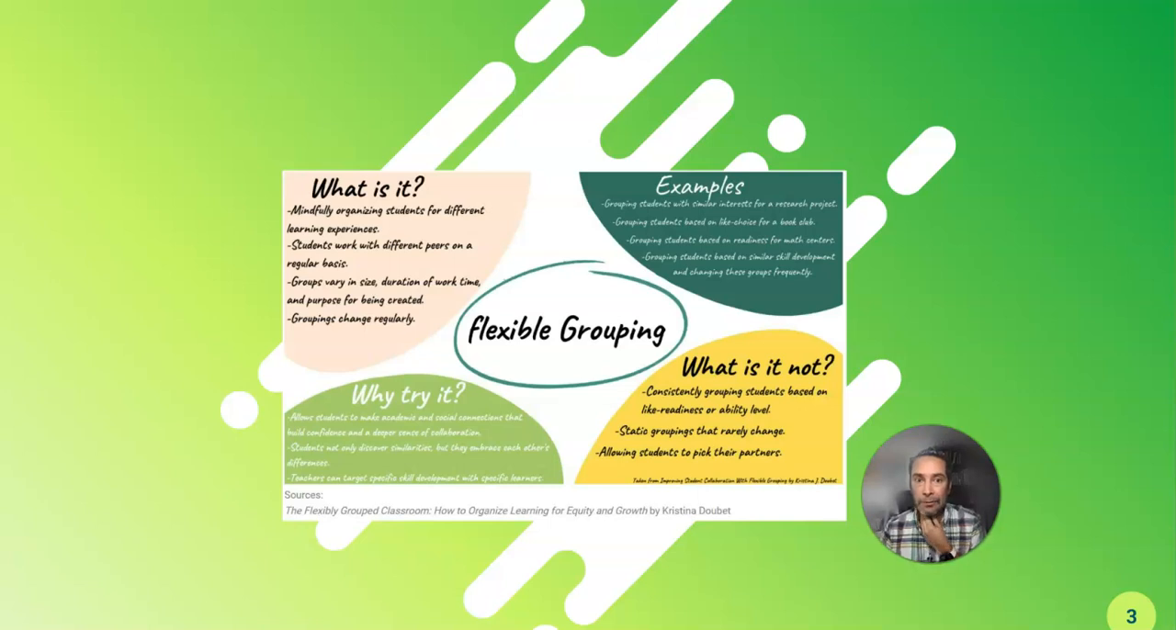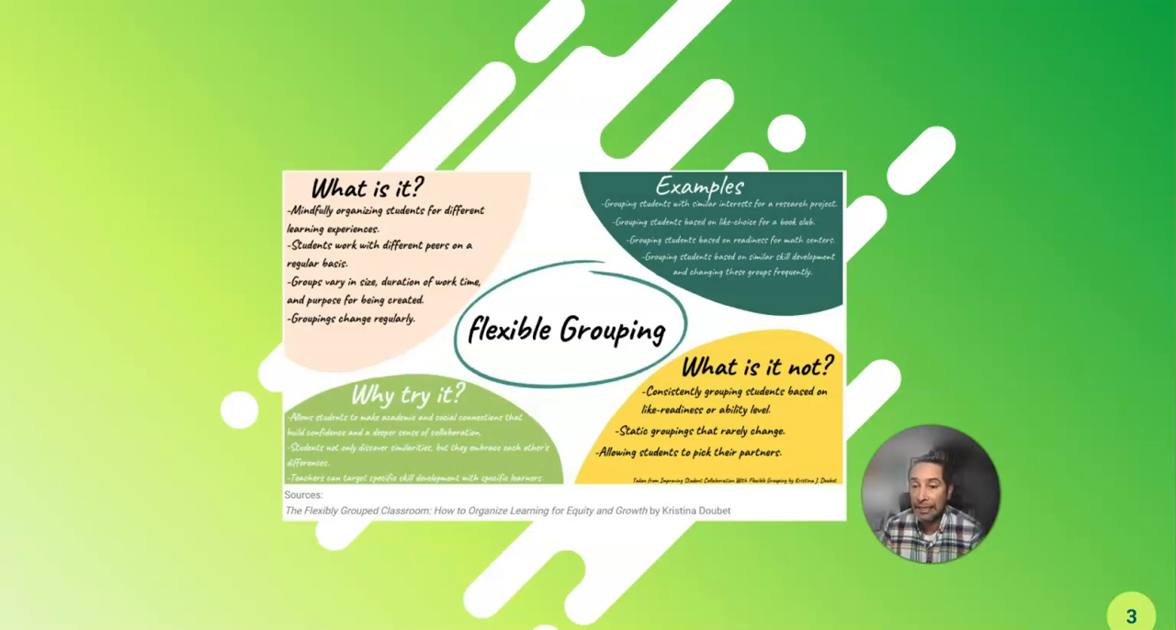So flexible grouping is about how we can group our students. We can group our students by interest, or by different purposes for different tasks. We can also have regular peers so students can build trust. So as you see, flexible grouping is really flexible.